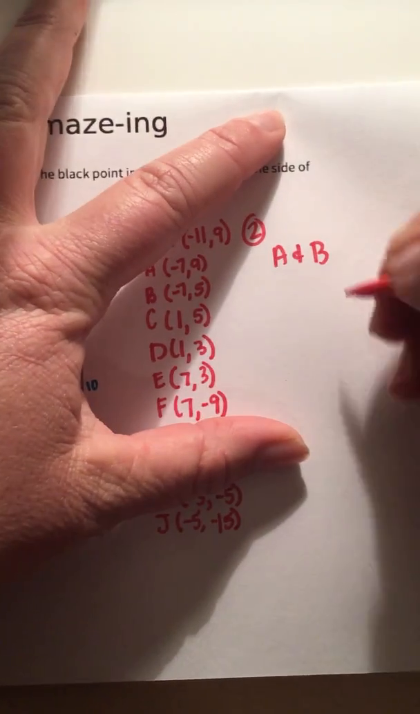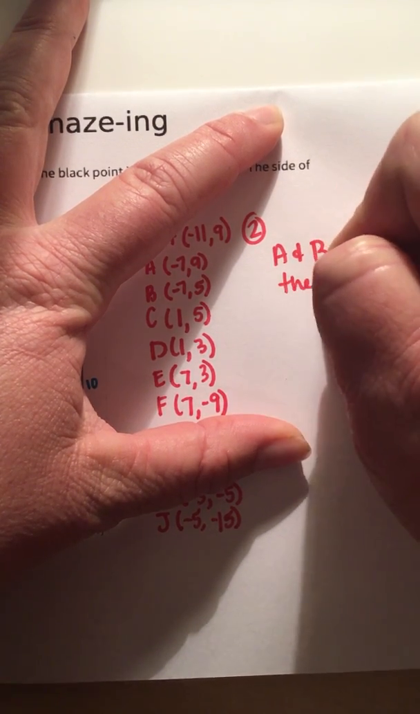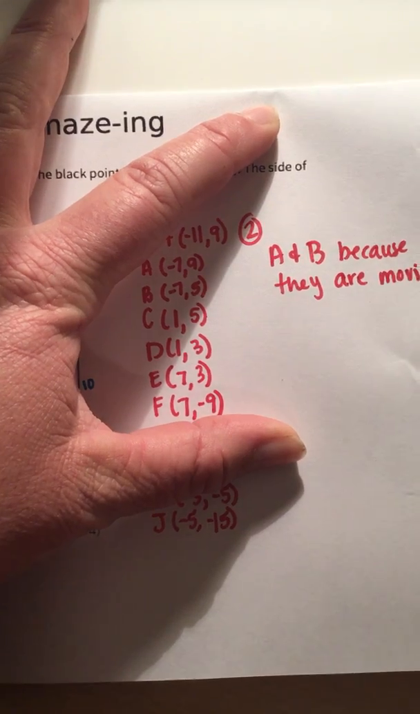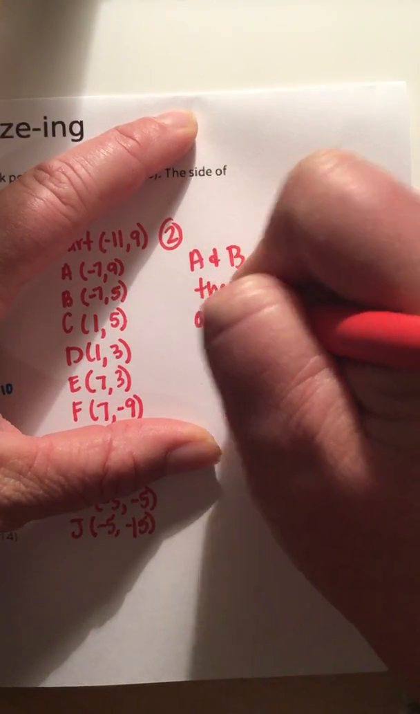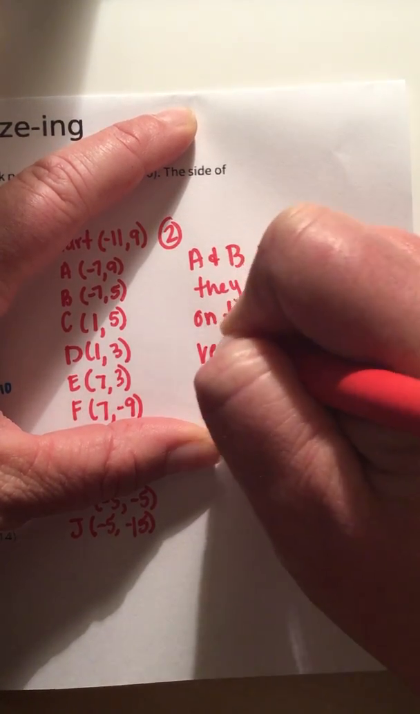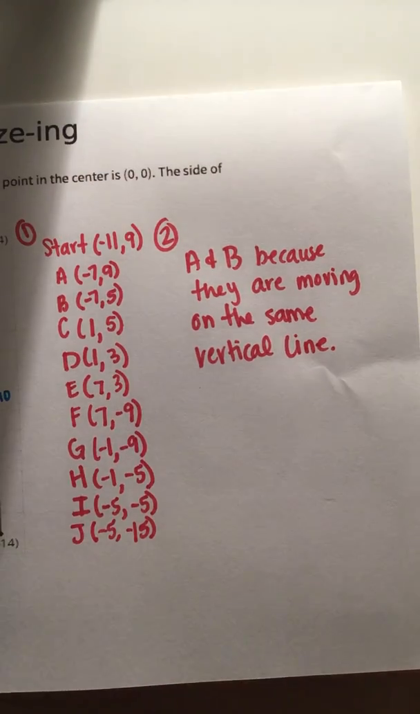So A and B, because they are moving on the same vertical line.